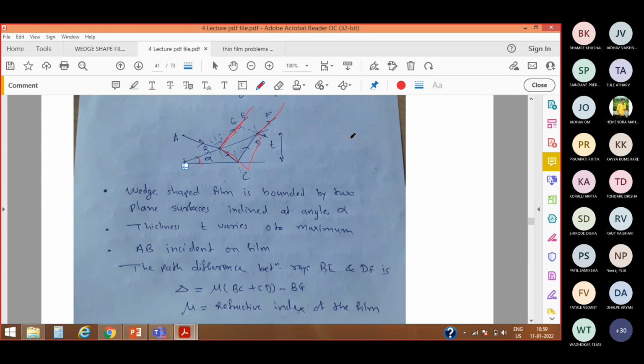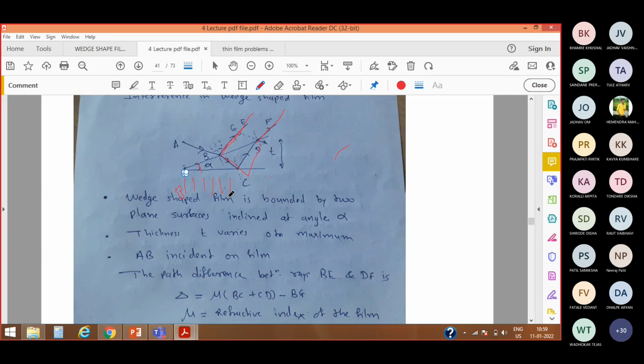Another important thing here is that the fringe you get at point A, the starting fringe, is black. Then you will get a white fringe, then black, then white, black, white. Such a pattern is there. So in the case of a wedge-shaped film, from the starting point you always get a dark line. There is destructive interference.